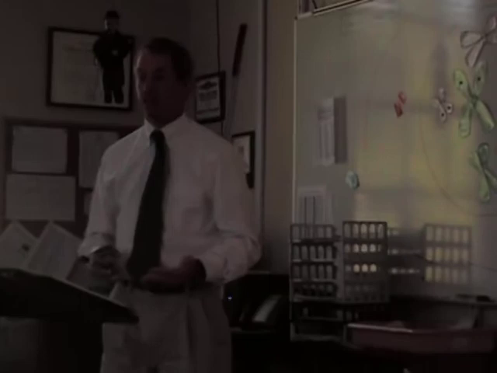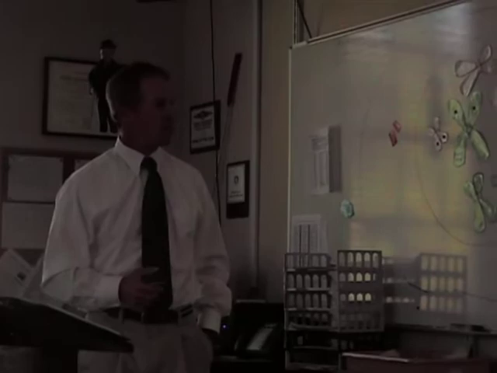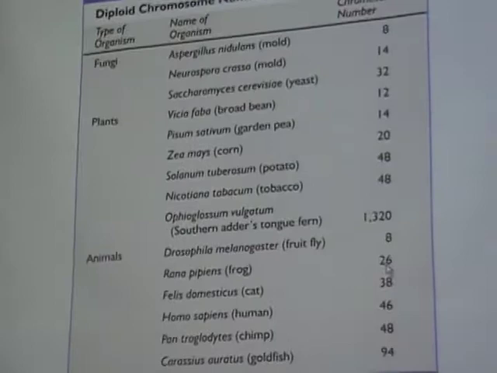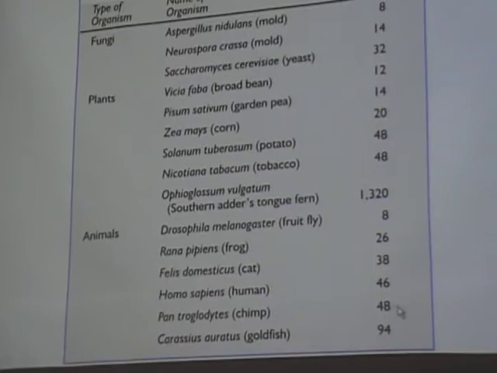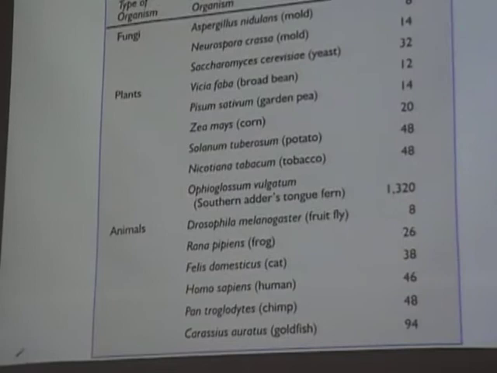Different organisms have different numbers of chromosomes. I think I have a chart here. Yes, I do have a chart. A frog only has 26 chromosomes per cell. A cat has 38. A chimp has 48. A goldfish has 94. So each species has a different number of chromosomes per cell. Adder's tongue fern, it's a type of fern, has a lot of chromosomes, but they're all real small. So we have 46 big ones. This, I'm showing you, has six chromosomes, some fictional organism that has six chromosomes per cell.